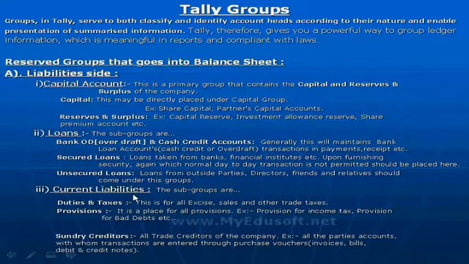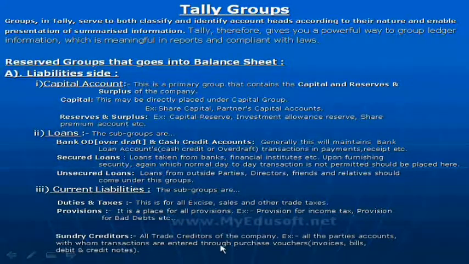Next group is current liabilities. Under this, duties and taxes. This is for all excise, sales, and other trade taxes. Next one is provisions. Provision for income tax, provision for bad debts, etc. are shown under this group. Next one is sundry creditors. The information about trade creditors of the company is shown under this group.